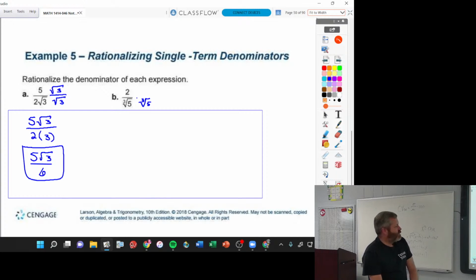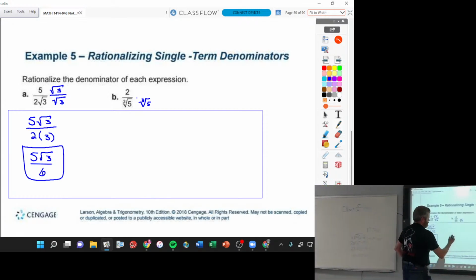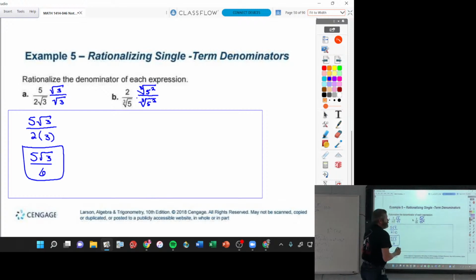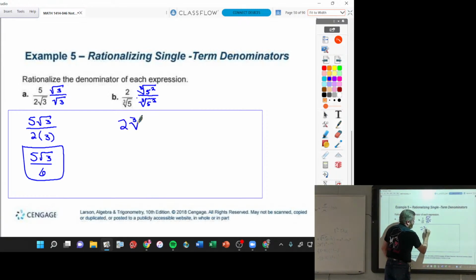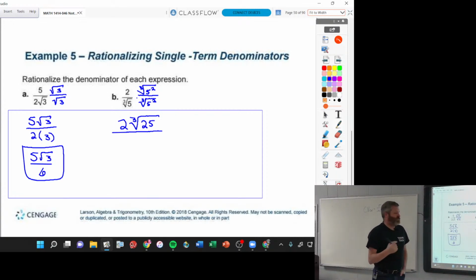So instead of multiplying by the cube root of 5, I'm going to multiply by the cube root of 5 squared. If I do that to the bottom, I have 5 to the 3rd power, which is a perfect cube. The top is going to be 2 times the cube root of 5 squared, which is 25. And the bottom is the cube root of 5 times the cube root of 5 squared.